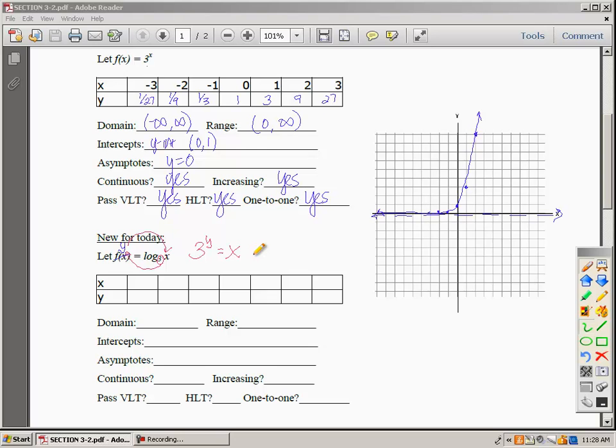What this says for us is now we're going to plug in values for y and we're going to get out x values. So I'm going to plug in the same values for y that I plugged in for x above. I'm going to plug in for y -3, -2, -1, 0, 1, 2, and 3, and I'm going to get x values. So when I say 3 to the -3rd, we just did that: 1/27, 1/9, 1/3, 1, 3, 9, and 27.